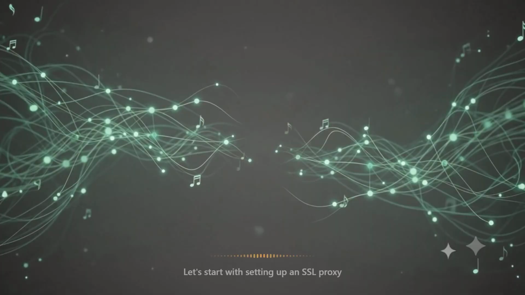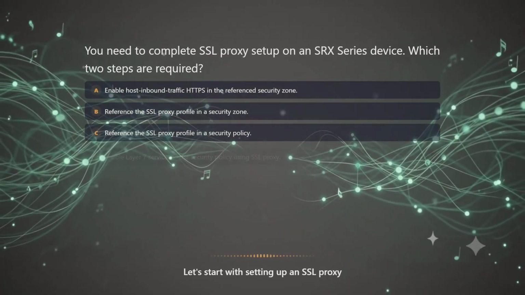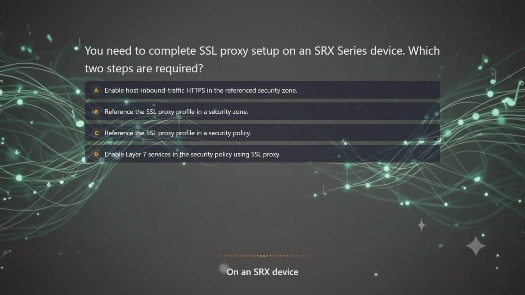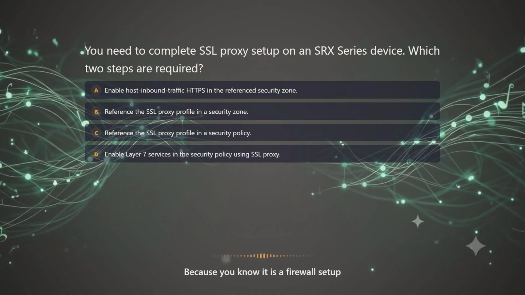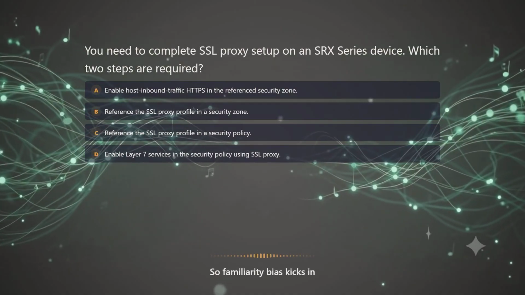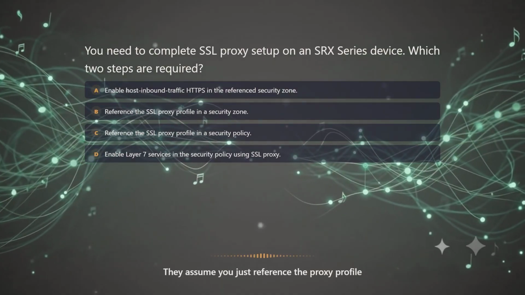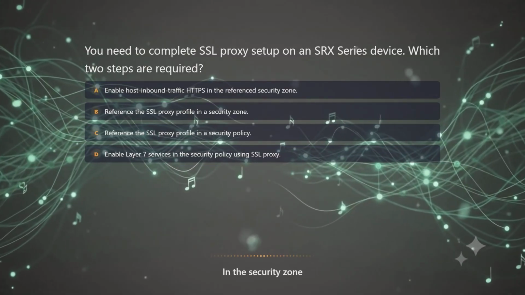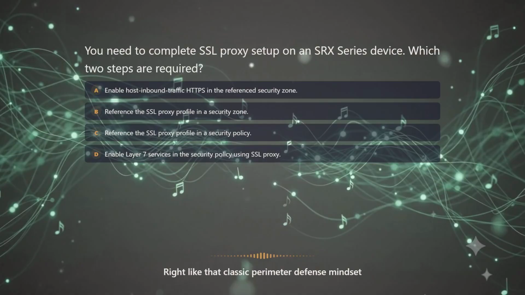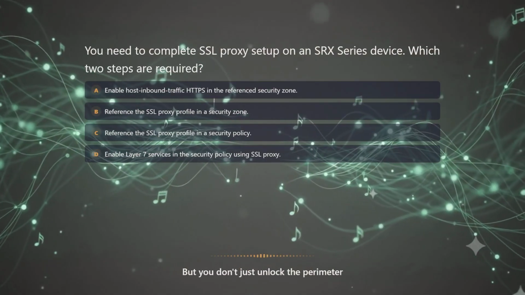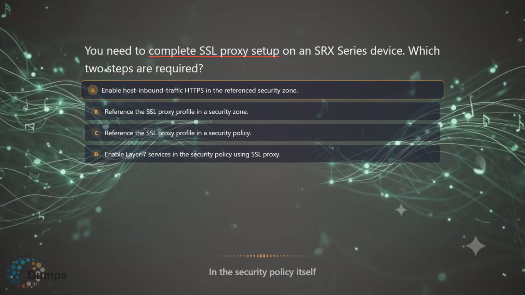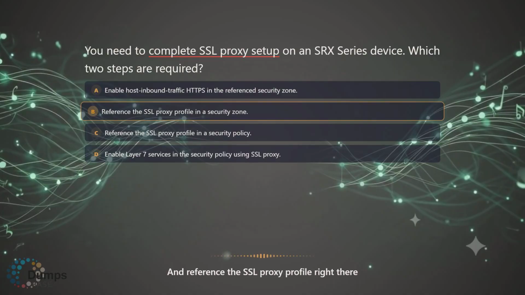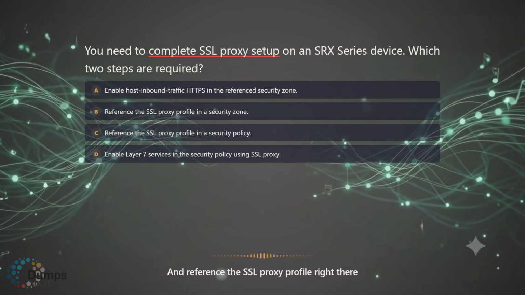Sounds great. Let's start with setting up an SSL proxy on an SRX device. Oh man, I see engineers fall into a massive trap here constantly because it is a firewall setup, so familiarity bias kicks in. They assume you just reference the proxy profile in the security zone. Right, like that classic perimeter defense mindset. But you don't just unlock the perimeter. No, exactly, you don't. You actually have to enable layer 7 services in the security policy itself and reference the SSL proxy profile right there.